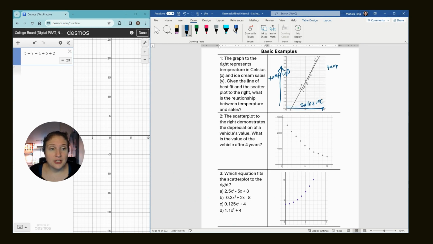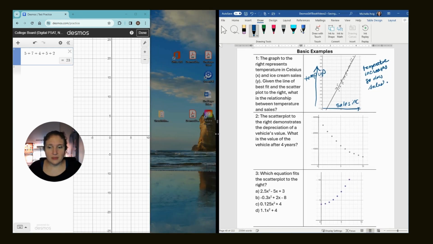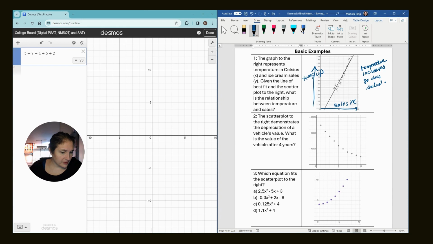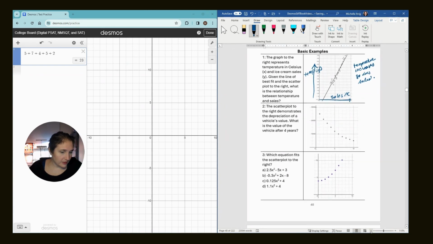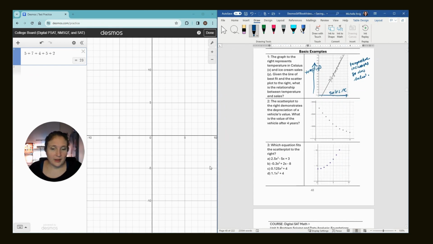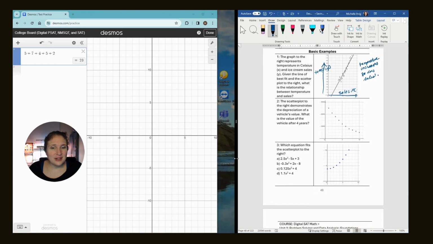As the temperature increases, so does sales. All right, I just want to adjust this because part of the reason why we're getting this craziness is because I'm zoomed in. So let's go back to 100. Okay, perfect. All right, so let's look at the next one.